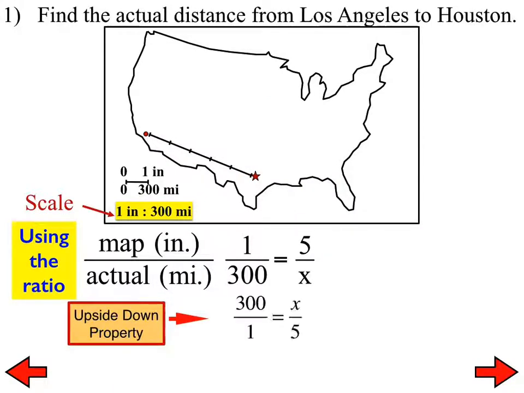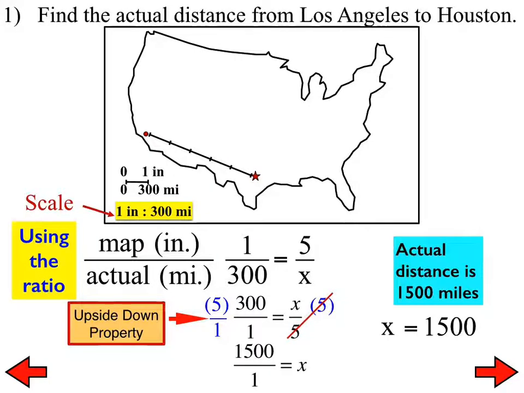All right, so we have to use the upside down property. And then we multiply both sides by 5. We've solved many, many proportions at this point. And we should get 1,500 over 1 or 1,500. So that means that 5 inches on the map represents 1,500 miles in real life.